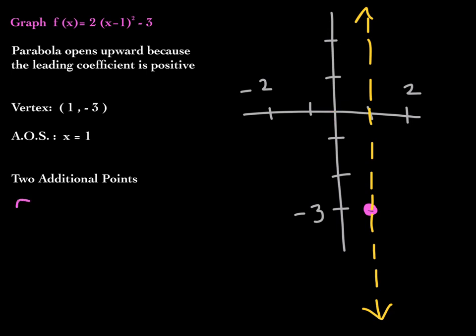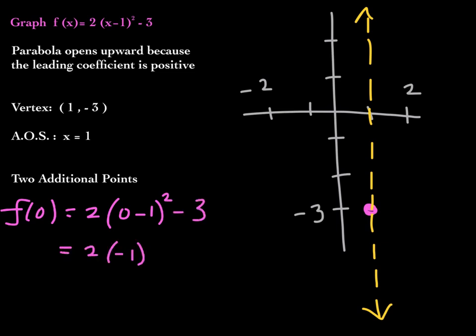All right, f of 0, okay? It's going to be 2 times (0 minus 1) squared minus 3. We have some arithmetic to do. So this turns out to be 2 times positive 1 minus 3, which turns out to be negative 1. So the ordered pair here is 0, negative 1. I want you to watch this.